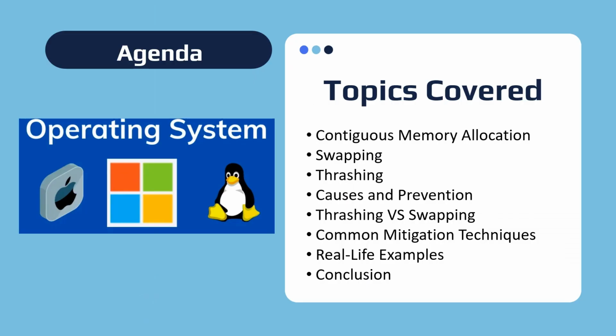We'll be discussing many interesting topics and subtopics regarding thrashing. The main agenda for this video is to cover the following topics: contiguous memory allocation, what is swapping and thrashing, what are the causes and prevention for thrashing, the differences between thrashing and swapping, some common mitigation techniques, real life examples of thrashing, and finally, the conclusion of the video.